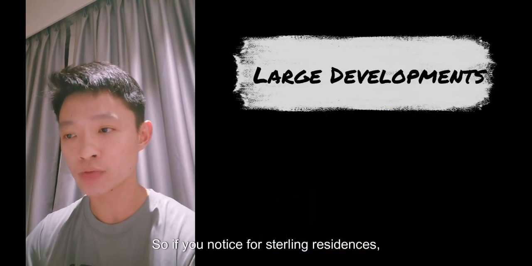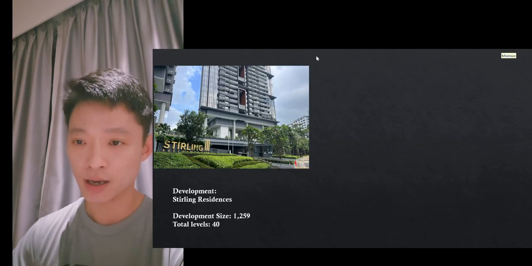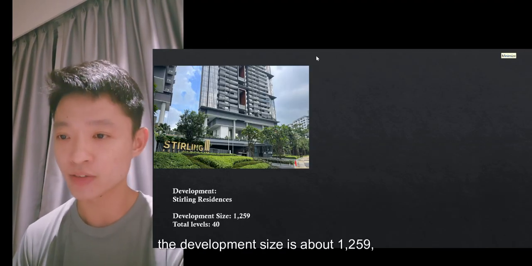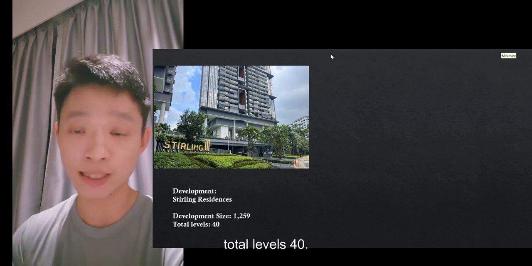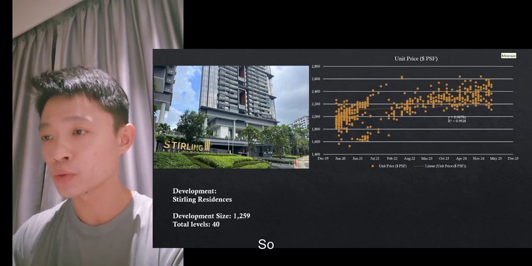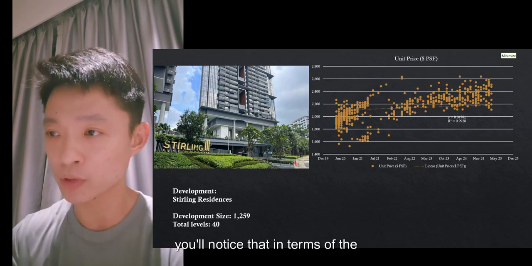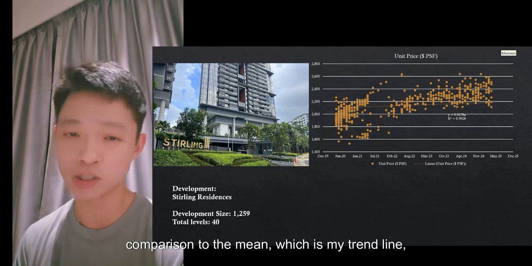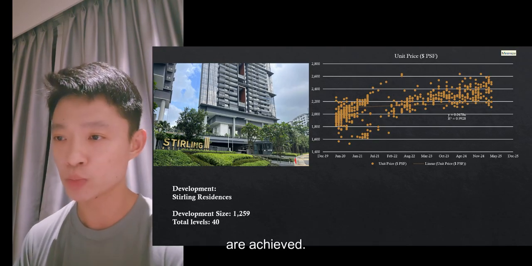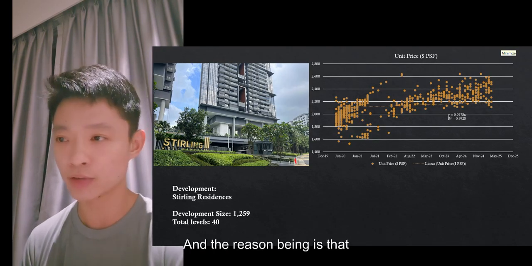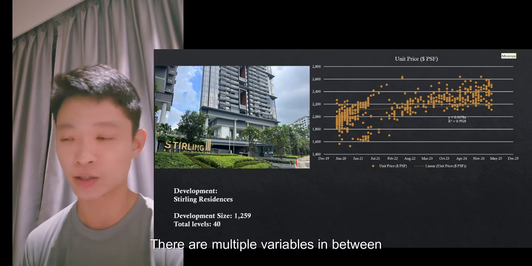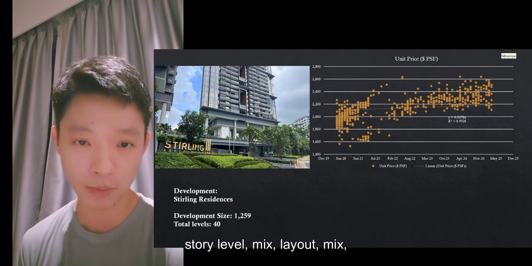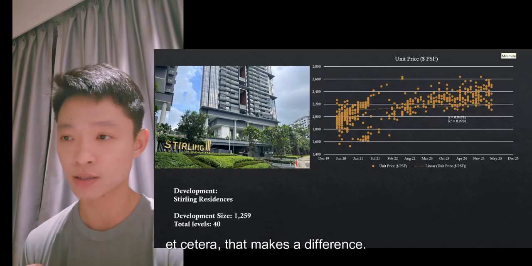If you notice for Sterling Residences, as a sample, the development size is about 1,259 units, total levels 40. You'll notice that in terms of the comparison to the mean, which is my trend line, the points are quite scattered at this point. The reason being is that Sterling Residences is a very huge development. There are multiple variables, including story level mix, layout mix, etc., that make a difference.